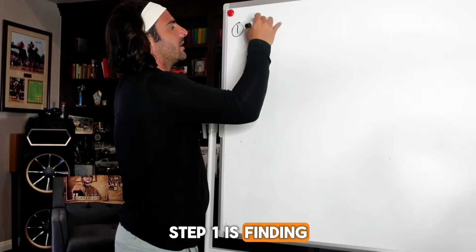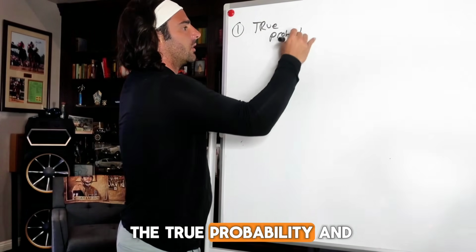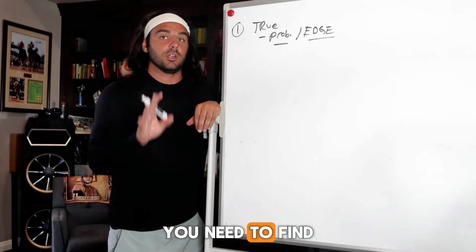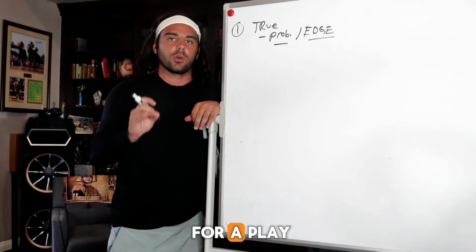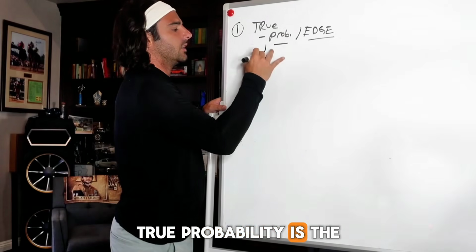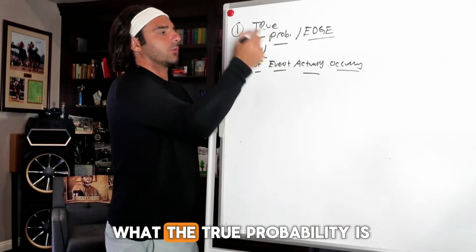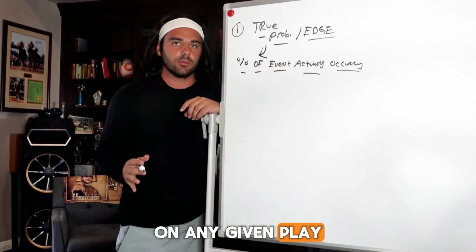Step 1 is finding the true probability and getting your edge. It's the first most important thing that you need to realize you need to find when you are looking for a play. True probability is the percent of the event actually occurring. How do we find what the true probability is on any given play that we're looking at?